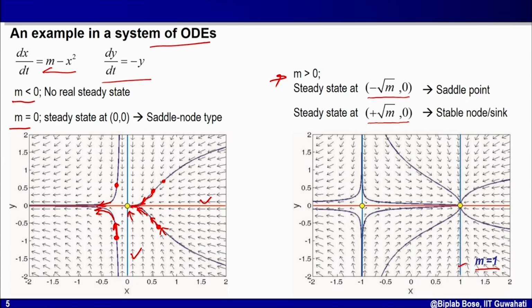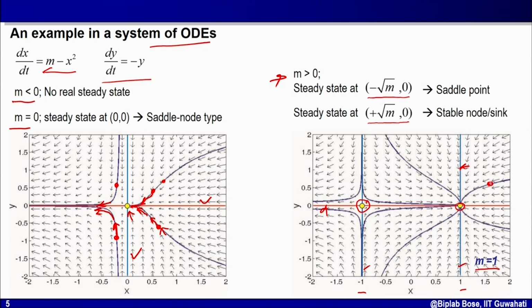These colored lines are null lines. You can see the null lines have intersected at two positions, one at this yellow dot, another one at this yellow dot. And as m equal to 1, you can see one intersection point is at x equal to 1, the other one is at x equal to minus 1. So look at the behavior of the trajectory around the steady state.